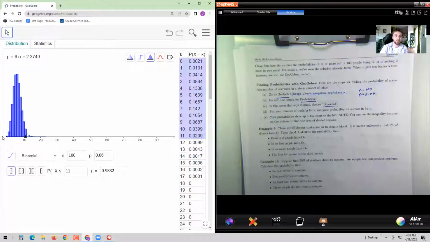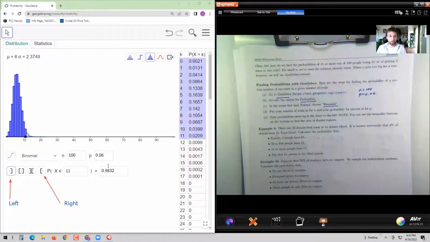You may notice on the bottom, there are some of these options that if you click them, they'll shade in certain directions. If you choose this option here, it will shade it to the left. So if you're looking at less, that's the option you want. If you're looking at this option here, this will shade it to the right. So if you're looking for more than a number, that's the option you want.